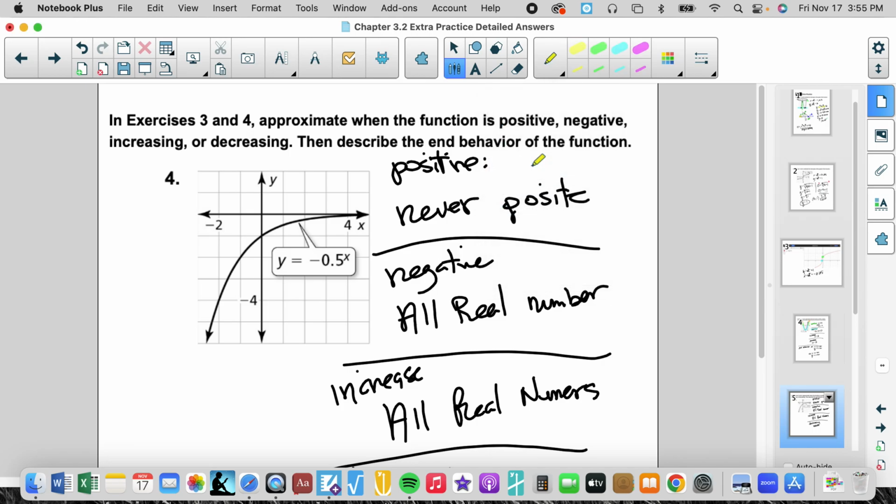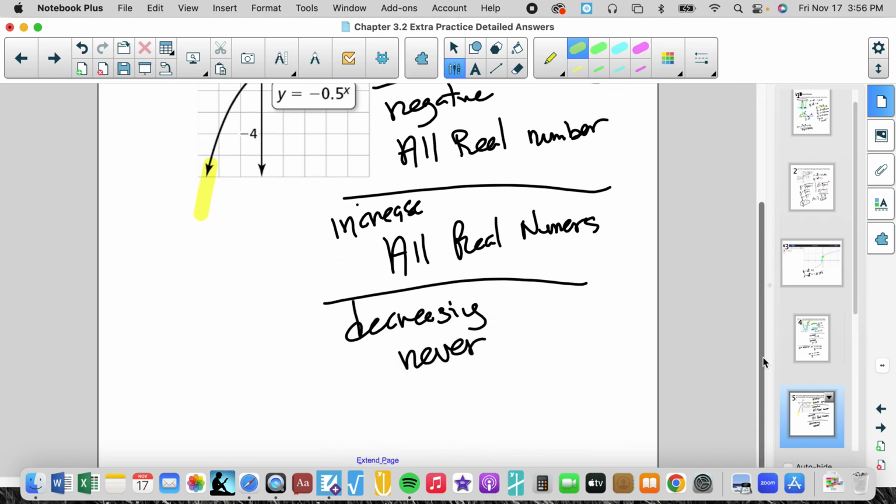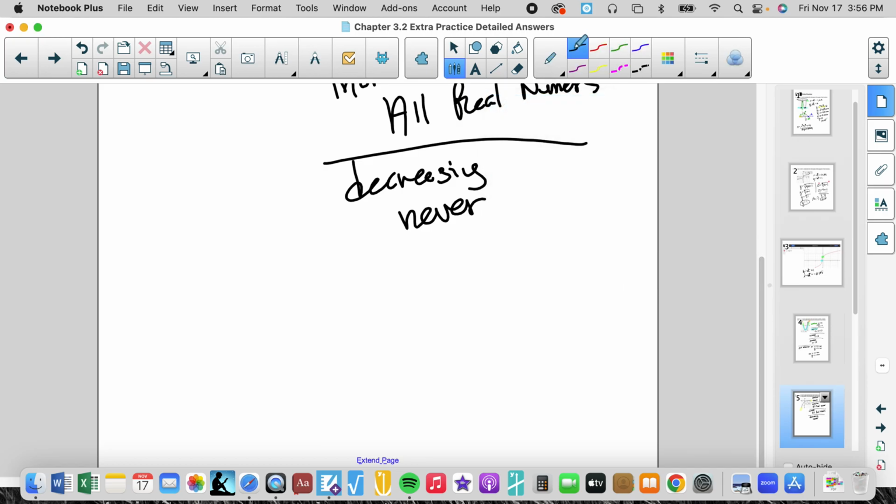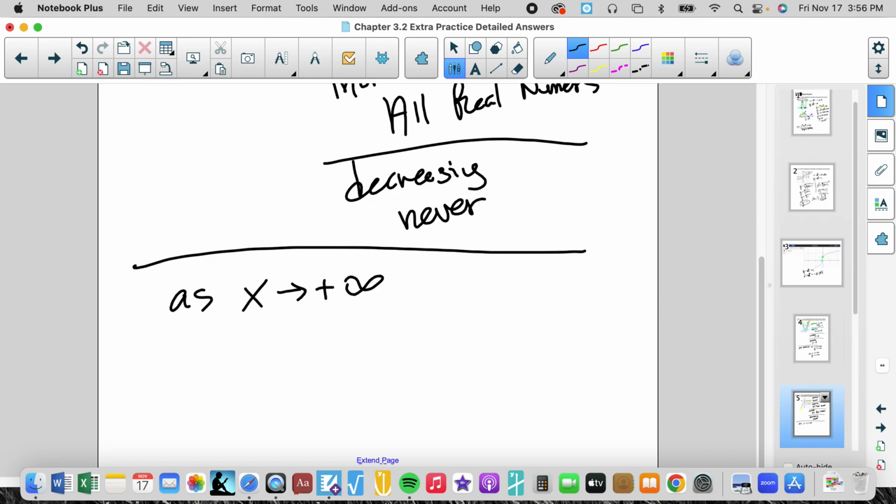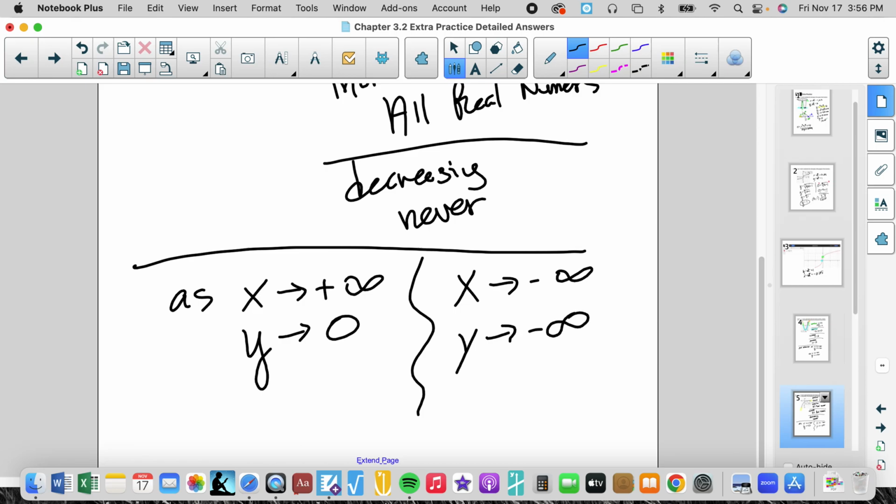So our end behavior, again: what's it doing as we move along x? What's it doing as we move toward negative x and positive x? As x goes to positive infinity, y goes to 0. Y is going to go closer to 0. And as x goes towards negative infinity, y is going to go to negative infinity, because it keeps going down.